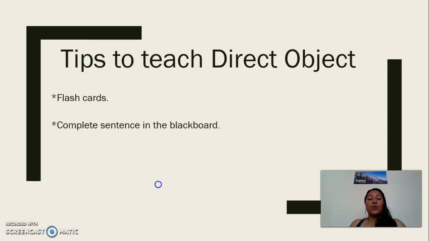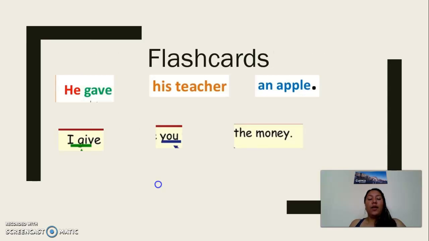Here we have some tips to teach direct objects. One tip is using flashcards and the other tip is completing a sentence on the blackboard in class. For example, with flashcards we can separate one sentence into three parts. Here we have, he gave his teacher an apple. The student has to match the words and make one sentence. After that, the student has to identify the direct object by asking the question, what did he give to his teacher? And the answer is an apple. So an apple is the direct object.